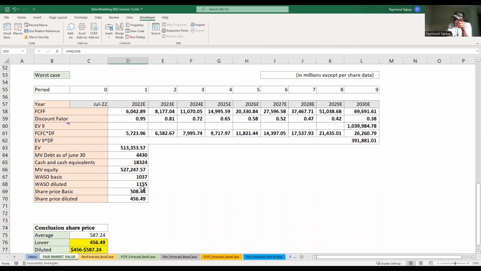Or using the worst case scenario, if you believe that this is the best representation of what is highly likely to happen, then the value of Tesla should be about $508 using basics, weighted average stock outstanding, or 456 using the diluted one. So what do I believe?